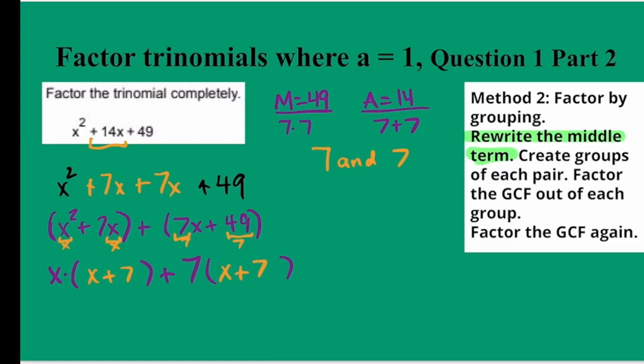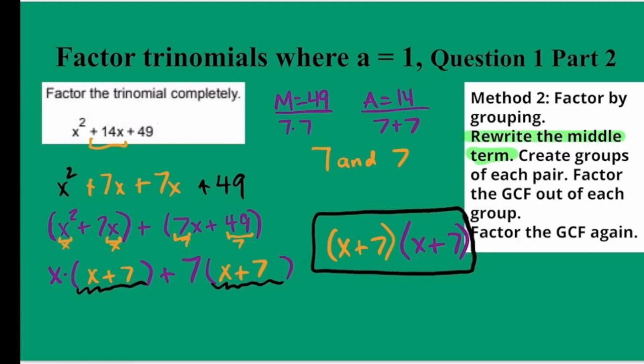Oh, how convenient. These two factors are the same. They should be. So I can now take out that x plus 7 as a common factor, and I'm left with the other x plus 7. And that's how you also write your answer. This method is longer, but it does help build the understanding of where this answer is coming from when you're multiplying binomials and going back and forth.